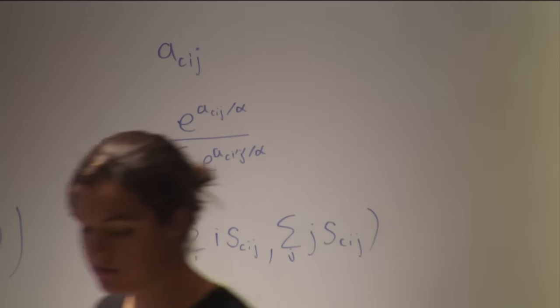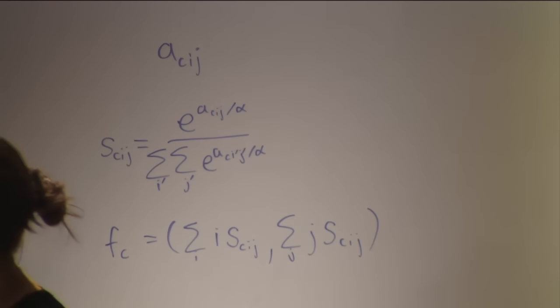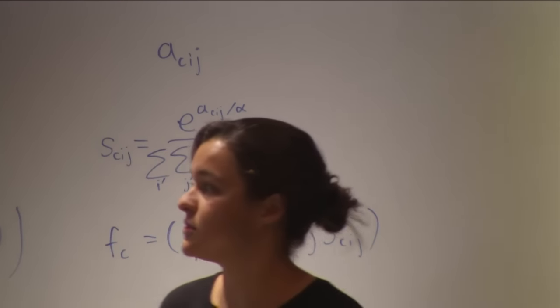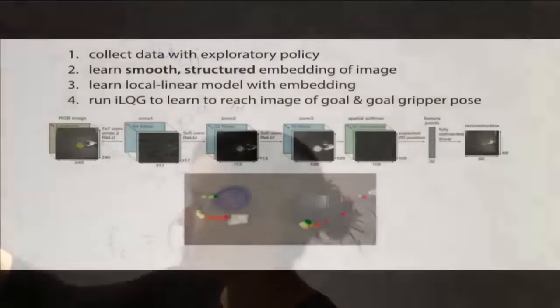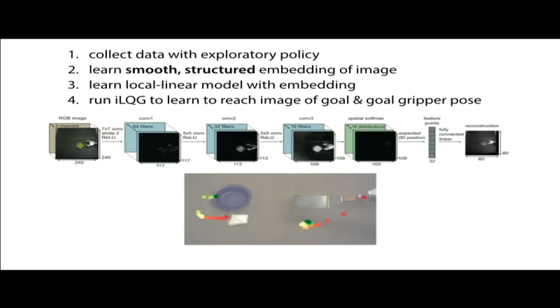OK, so that's how this works. And as a result, here are examples of some of the features that we get. In this image, this shows the initial image, and the red to green dots show a trajectory of that feature point over the next 100 frames. So you can see that it's able to track where the gripper goes, as well as where the white bag goes.